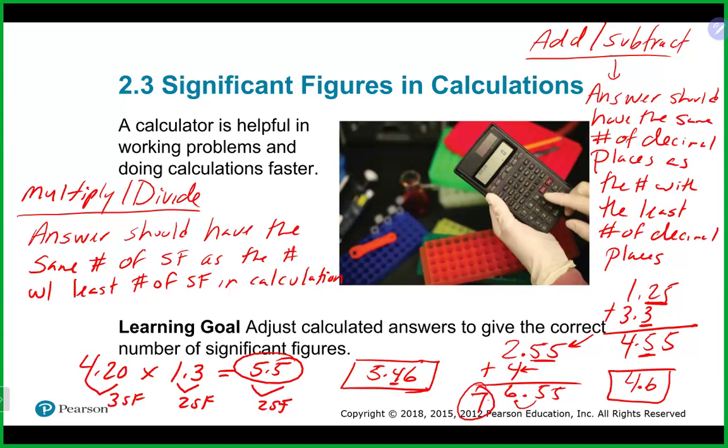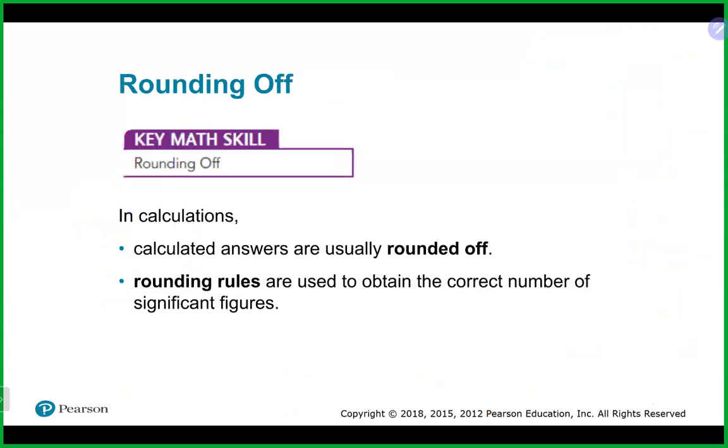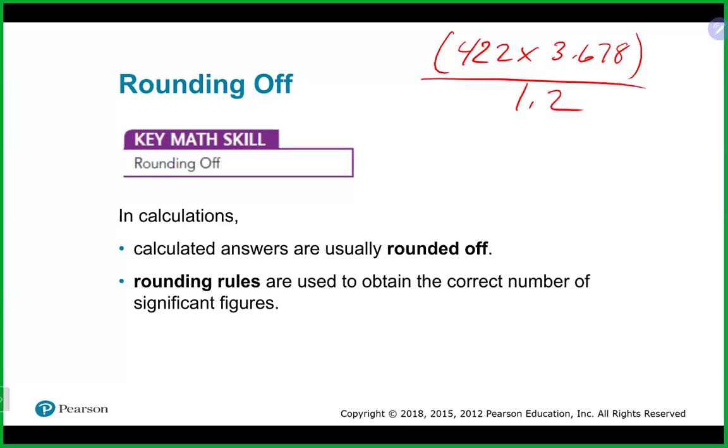Question on that there. Well, after we do everything together, I don't know. Let's say I did 422 times 3.678 divided by 1.2. Why don't you try it and give the answer to the right number of significant figures? I will too, since I just made it up. We'll see how we did here on this.